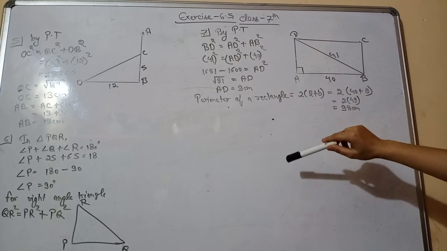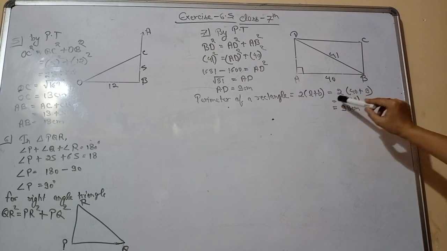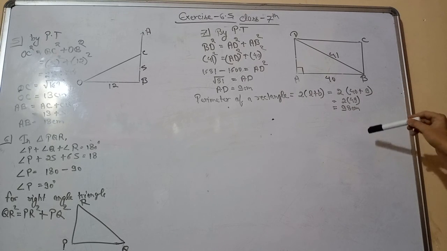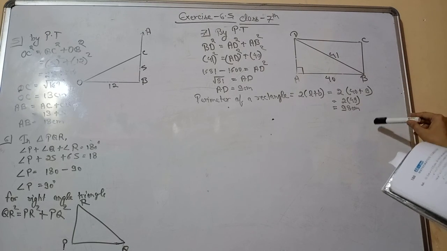Now what is the perimeter of the rectangle? That is 2 into length plus breadth. So 2 into 40 plus 9. So here we will get our perimeter, that is 98 centimeter.